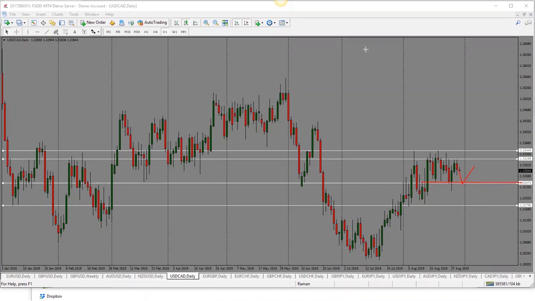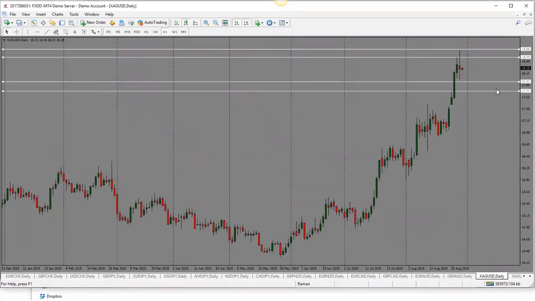So bearish bias here for dollar CAD. Gold here, same thing here. We have seen the move in both directions. Price went up and then dropped, but the candle here is neutral. So we'll have to see how this goes. I would look for a bit of a pullback.